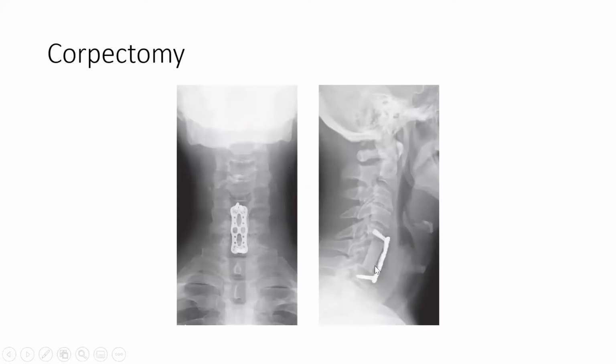The anterior approaches also allow you to do much more. If you have a tumor, for instance, you can do a corpectomy. So this patient's had an entire vertebral body removed. That's 2, 3, 4, 5. So C6 has been removed, and this will be a piece of iliac crest, or you can use fibula. It's a nice big strut.